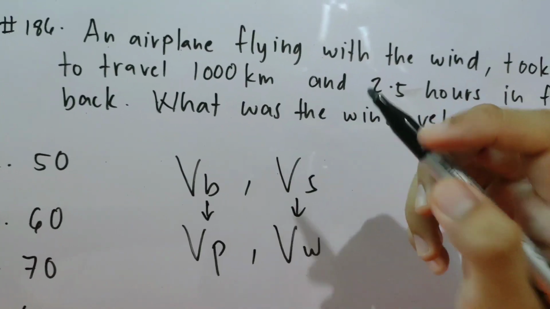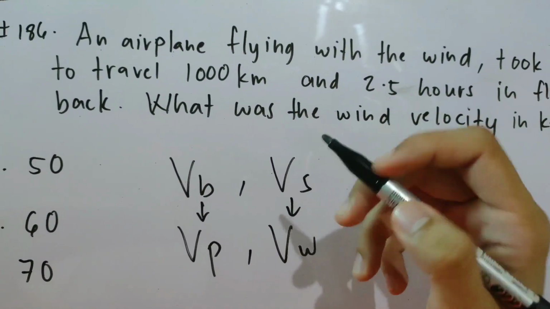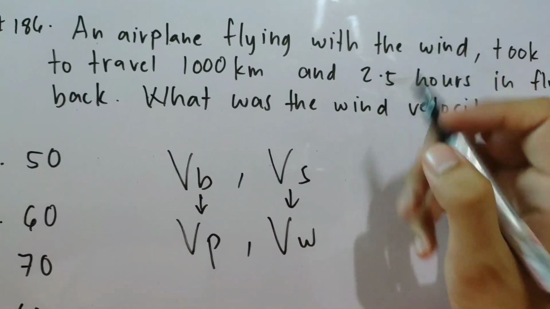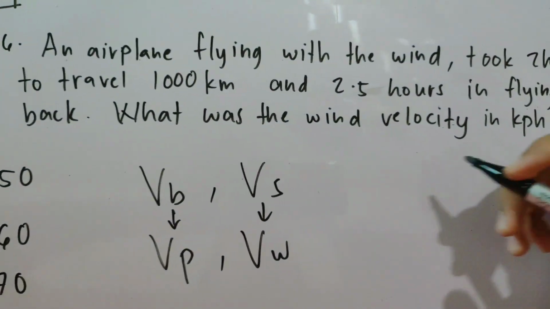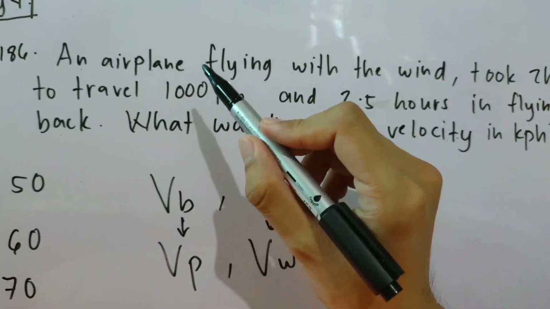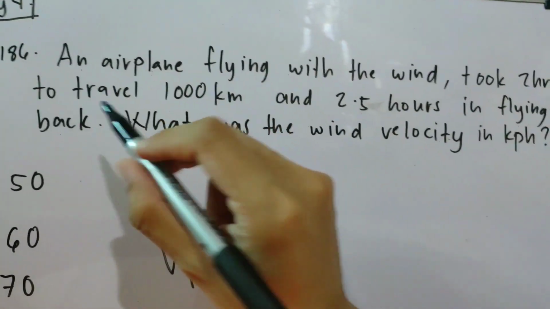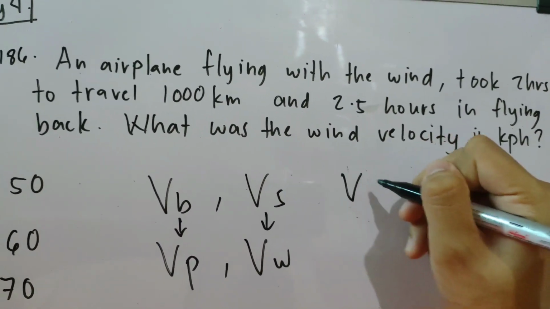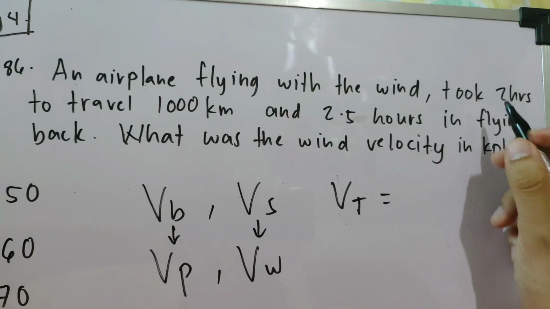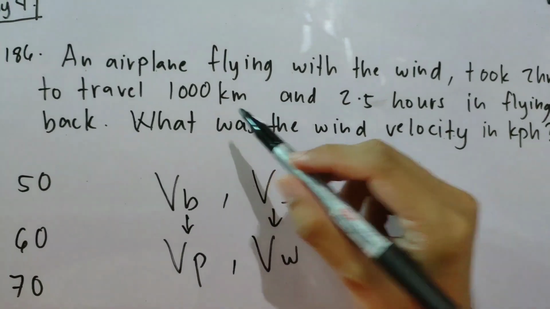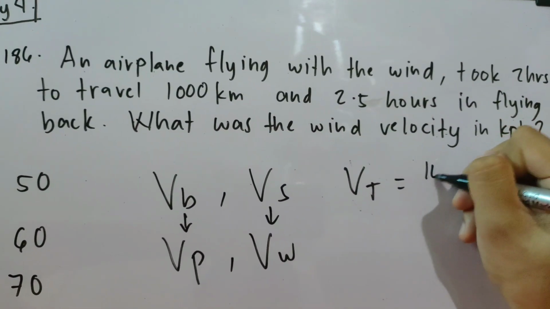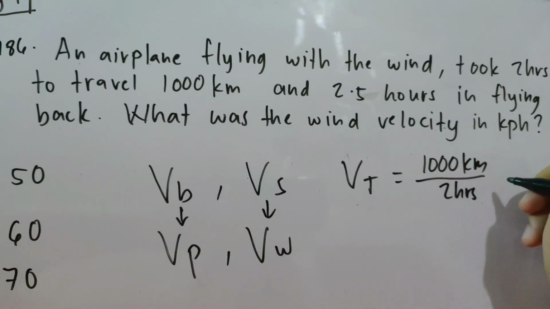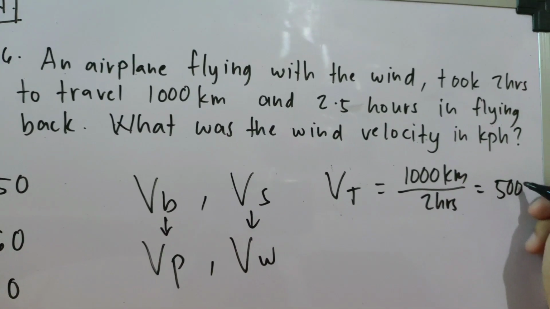Kung sinabing the plane is flying with the wind, ibig sabihin i-add mo lang yung velocity ng wind. Pero kung yung airplane is flying against the wind, i-minus mo yung velocity ng wind. So dito sabi niya, the airplane is flying with the wind, it took 2 hours to travel 1,000 kilometers. So yung total velocity niya, flying with the wind, is equal to 1,000 km divided by 2 hours. So 1,000 km divided by 2 hours is equal to 500 kph.